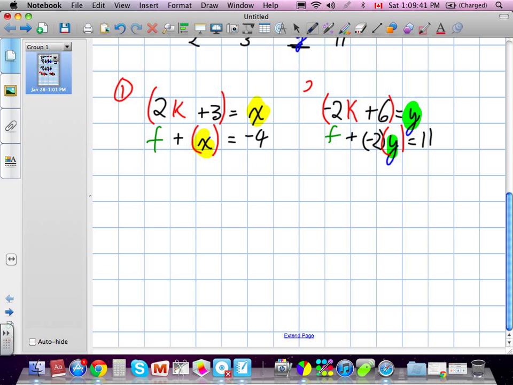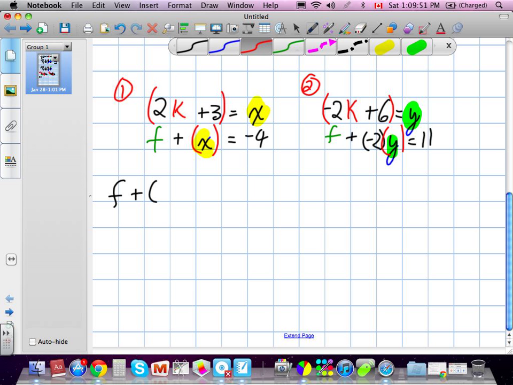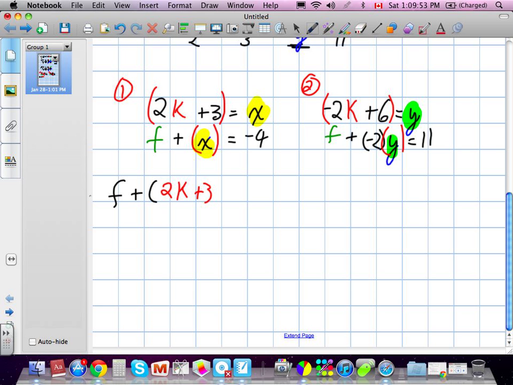In our first set of equations, we're going to end up with, and I'll write the rest in black from here on, f plus, we replace x with, I'll write that in red so you just realize it, 2k plus 3 is equal to negative 4. Okay, so pretty much what we're going to do here is just try to simplify. We have f plus 2k plus 3 equals negative 4. When I bring the 3 over, I have f plus 2k is equal to negative 7. Does that make sense? Yeah.